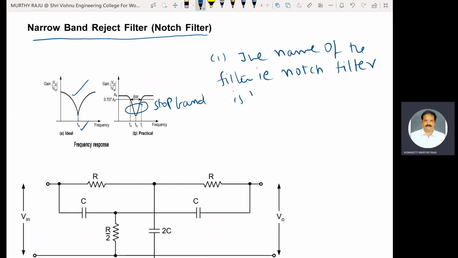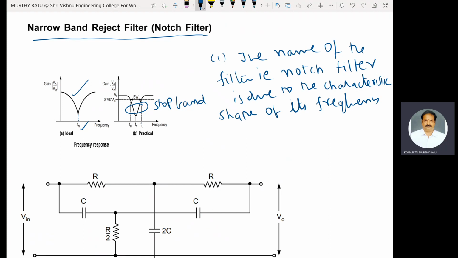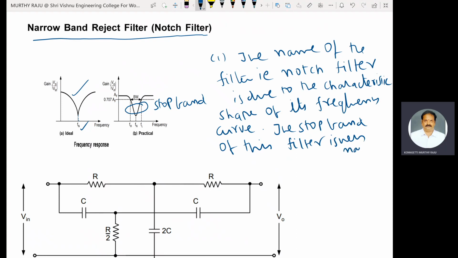It is due to the characteristic shape of its frequency curve. This is the frequency curve, gain versus frequency. The stop band of this filter is very narrow. This is the stop band.